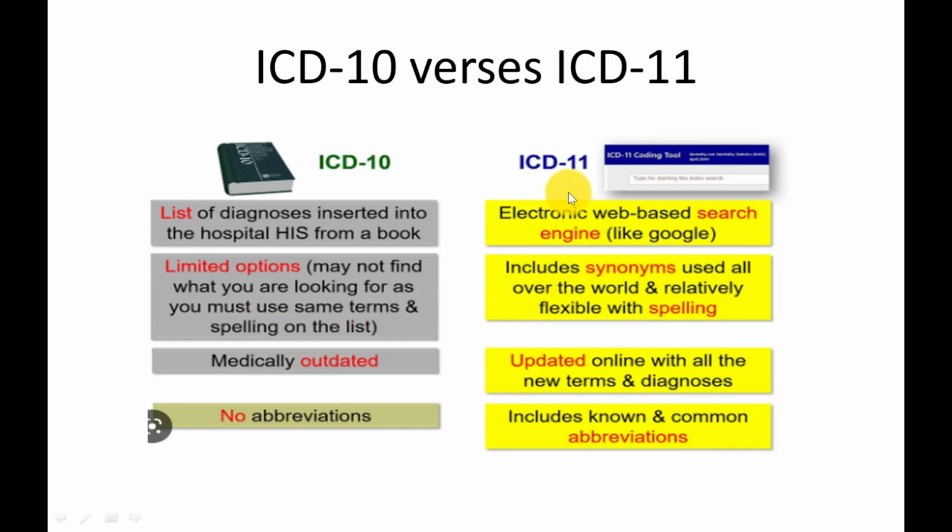on the list. While for ICD-11, synonyms are also included, and whichever synonyms are used all over the world are added, and it is relatively flexible with spelling. So even if there are minor spelling mistakes or changes, it will automatically suggest the proper results. ICD-10 is medically outdated, while ICD-11 is updated online with all the new terms and diagnoses. There are no abbreviations in ICD-10, while ICD-11 includes known and common abbreviations, meaning short forms.